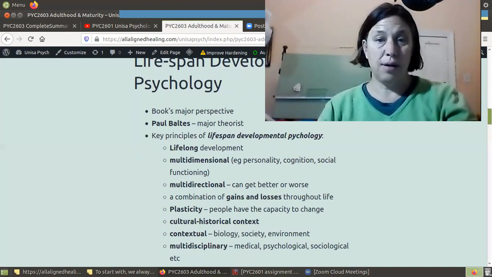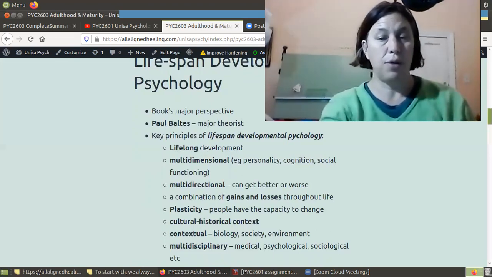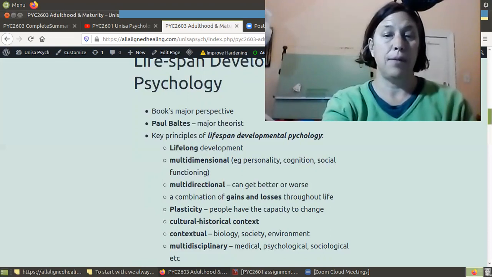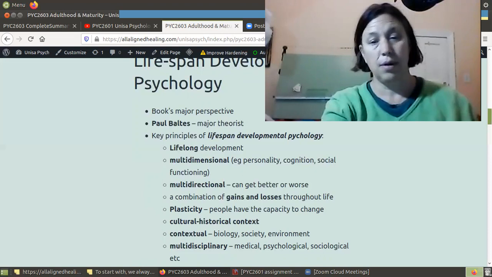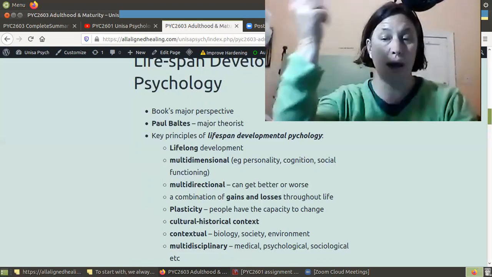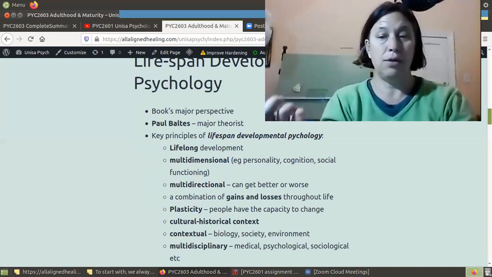There's plasticity as a key principle. People have the capacity to change throughout their lives. Cultural historical context, it all happens in context of society and history. Contextual principles include biology, society, and the environment. Multidisciplinary. Lifespan developmental psychology draws on medical, psychological, sociological, academic fields, and more.